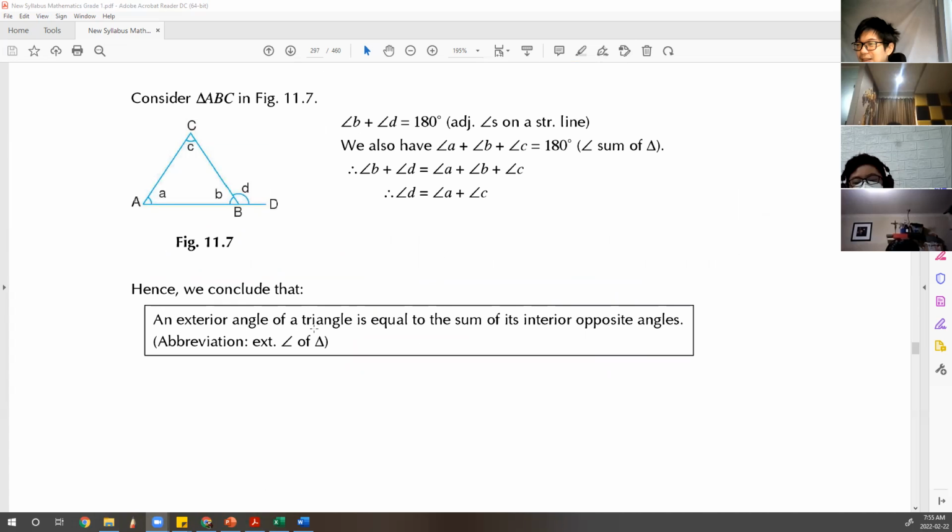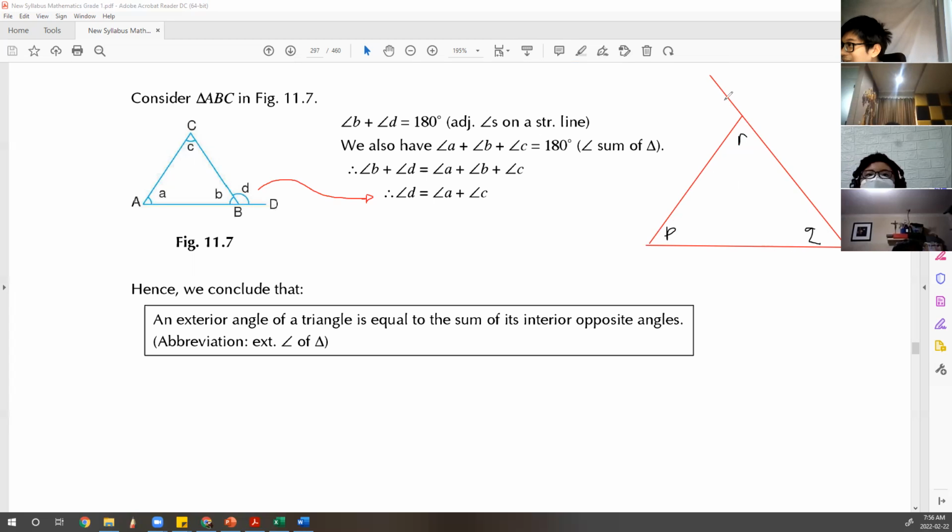An exterior angle of a triangle is equal to the sum of the interior angles of the opposite angles. For example, D is the exterior of B, right? Just memorize: if D is the exterior of B, you can write D is the sum of the interior of the two others, so D equals A plus C. I want to draw another triangle to make it simple, so you can see it clearly. Let's say this is PQRS. I want to use another letter so you can understand.